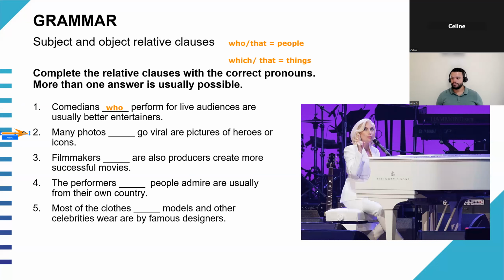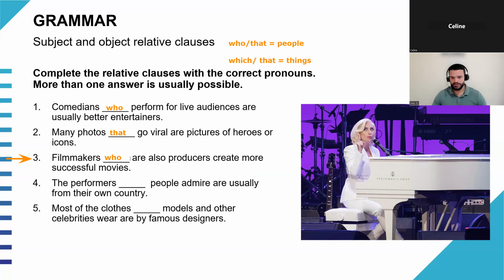Many photos that go viral are pictures of heroes or icons. Excellent. Very good. The pronunciation, icons, kind of like iPhones, icons. Very good. Icons. Perfect. The next one says filmmakers. What do you think, filmmakers? Who or which? Who? Perfect.